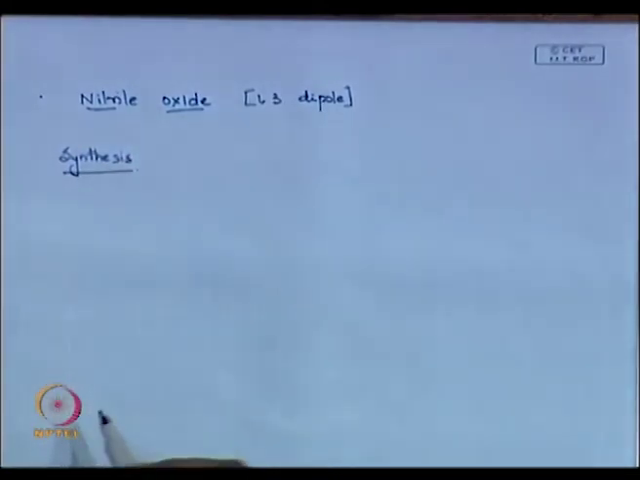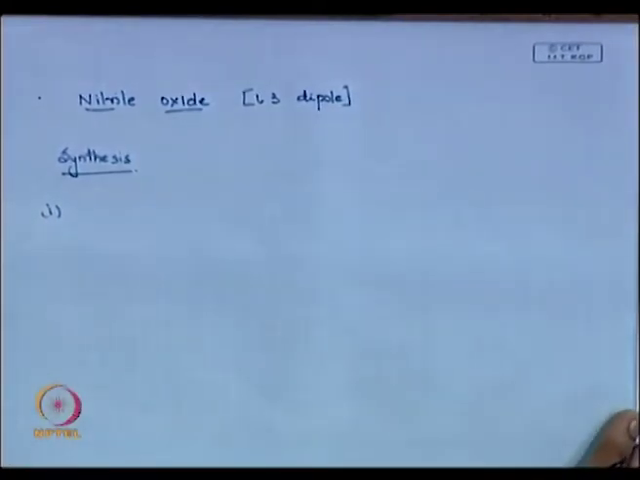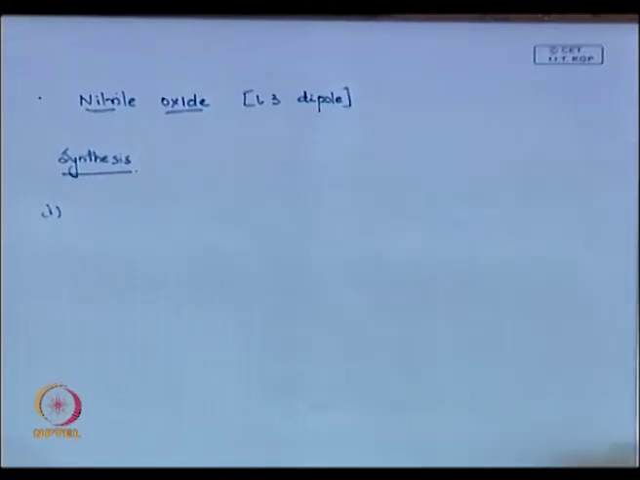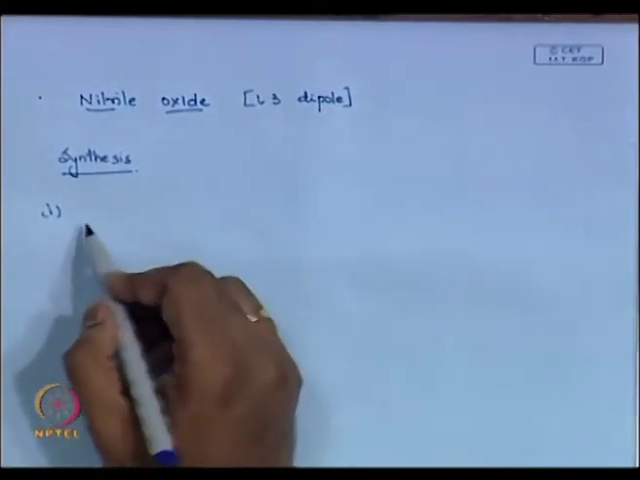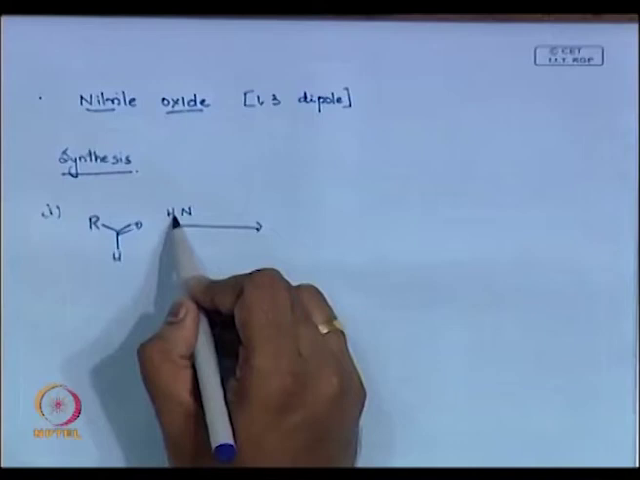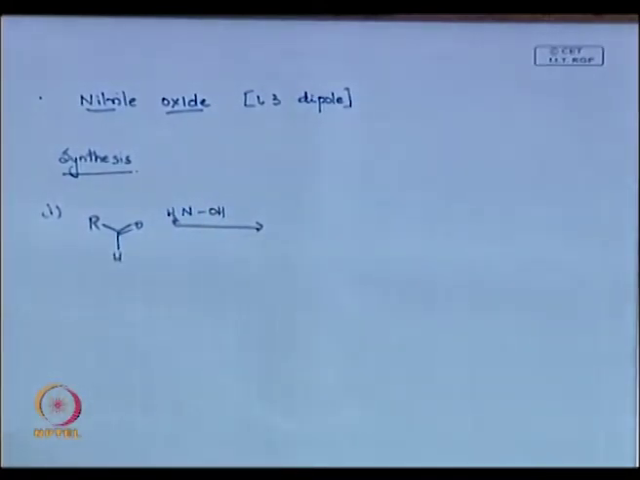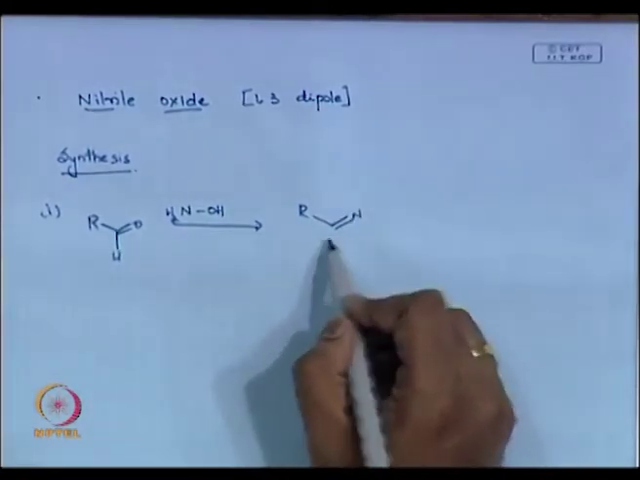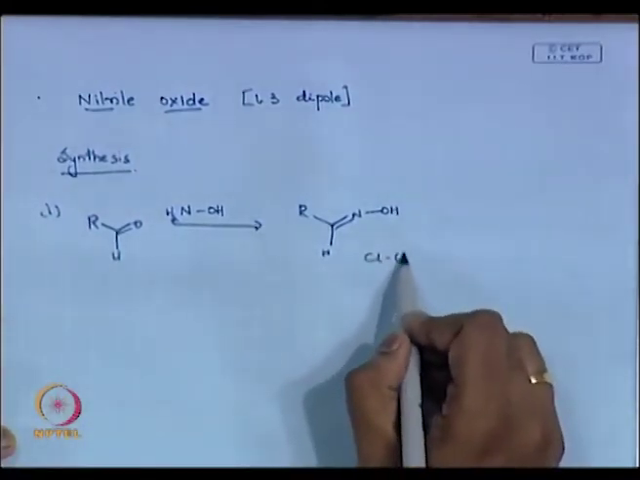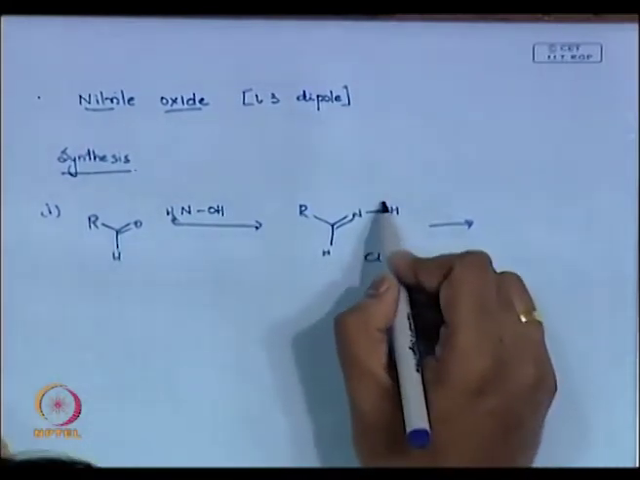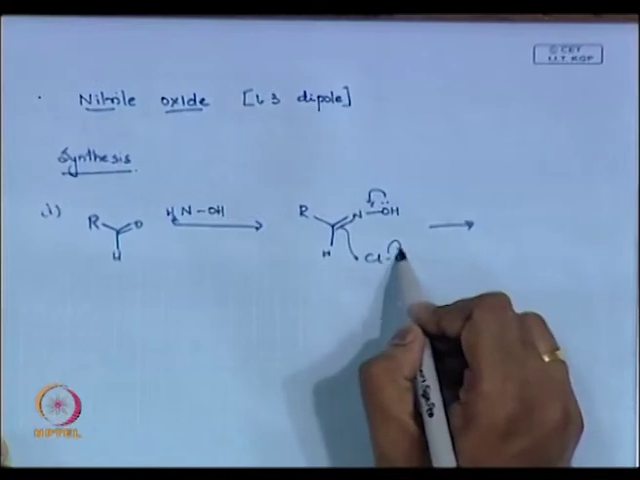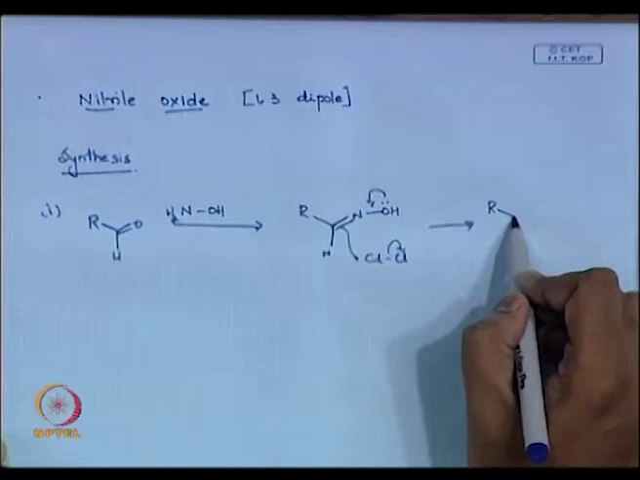First, we can get into the synthesis. How we can synthesize your nitrile oxides. Any idea? Same way you were taught about your nitrones, you can take your aldehyde with, in this case, hydroxylamine, right. So, you get an imine type of system. Now, you can use your N-chlorosuccinimide or your chlorine, fine. So, you can take your chlorine out from here, ending up with your R H Cl.